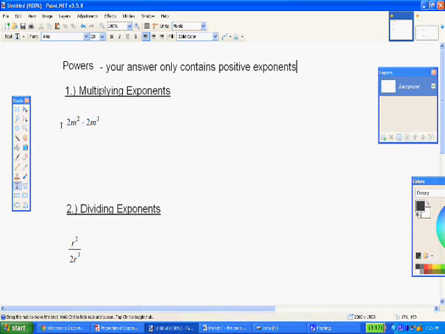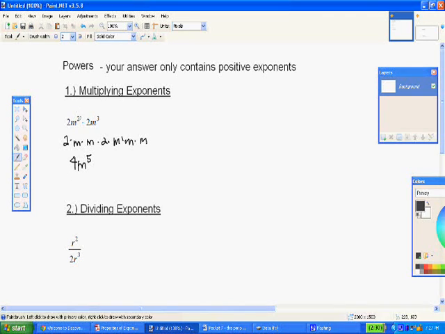Go ahead and copy down this example. 2m squared times 2m cubed. Now, 2m squared is the same thing as saying 2 times m times m. And if you're multiplying on this 2m cubed, you're also multiplying on 2 times m times m times m. What you can do is you can actually multiply the numbers by themselves. So 2 times 2 is 4. And then since we have 1, 2, 3, 4, 5 m's, we get 4m to the 5th power.